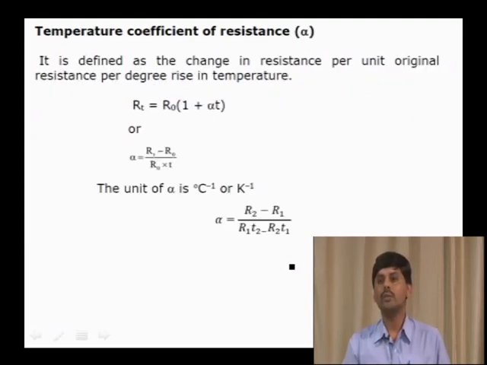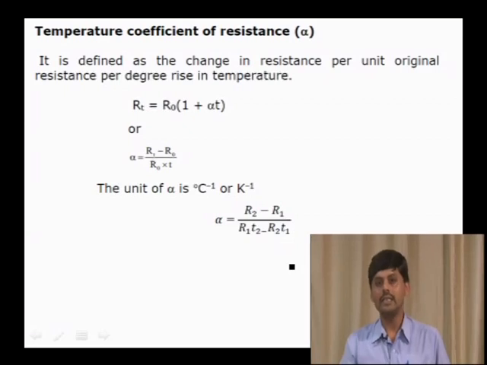Next, the temperature coefficient of resistance of a conductor. It is defined as the change in resistance per unit original resistance per unit rise in temperature. The variation of resistance with temperature is given by the equation R_T = R_0 (1 + alpha T). Rearranging, we get alpha = (R_T - R_0) / (R_0 × T). That is, alpha is the change in resistance divided by the resistance at 0 degrees into the unit rise in temperature. The SI unit of alpha is per degree Celsius or per Kelvin.